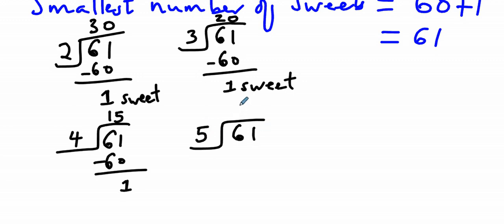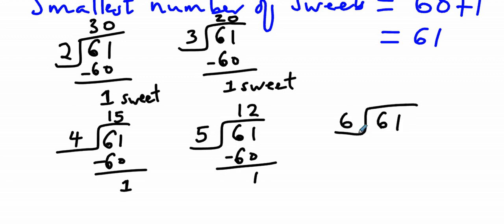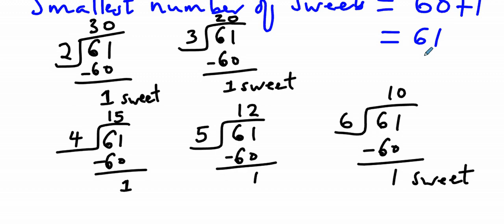61 shared equally among 5 people. 61 divided by 5 comes to 12. 12 times 5 is 60. The remainder is 1. Do the same, 61 sweets shared among 6 people equally. That comes to be 10. 10 times 6 is 60. When you subtract that, you get 1 sweet remaining. So the smallest number of sweets that Mia has in her bag is equal to 61 sweets.